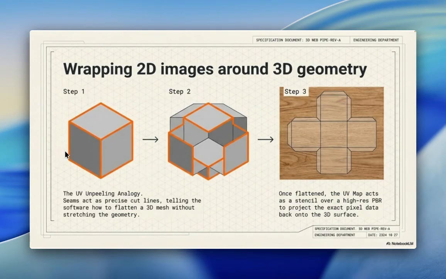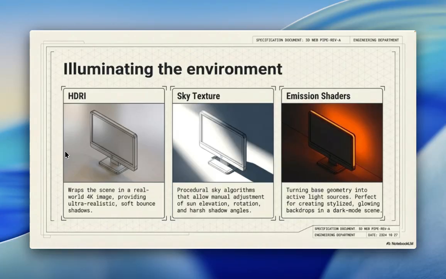Wrapping 2D images around 3D images. Step 1. The UV seam acts as a precise cut line, telling the software how to flatten a 3D image without stretching the geometry. Step 3. Once flattened, the UV maps act as a stencil over a high-res PBR to project the exact physical data back onto the 3D device. Illuminating the environment. HDR wraps the scene in a real-world 4K image, providing ultra-realistic soft shadows. Sky texture. Procedural sky algorithm that allows manual adjustment of sun elevation, rotation, and harsh shadow angles. Emission shaders, turning base geometry into active light sources, perfect for creating stylized glowing backdrops in a dark mode scene.